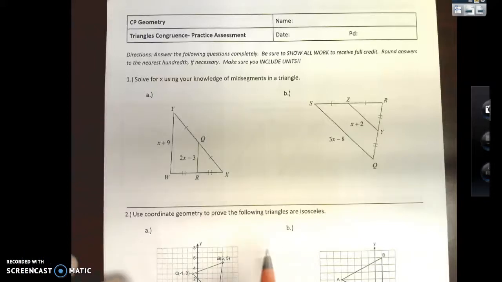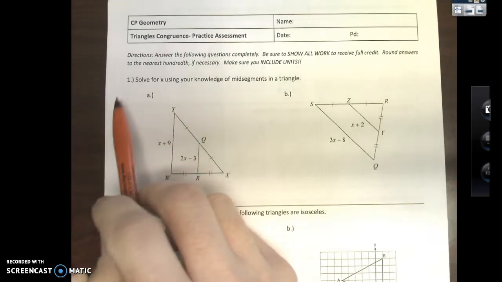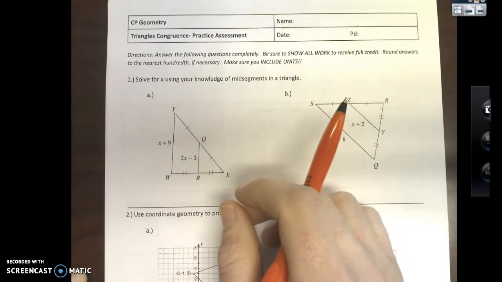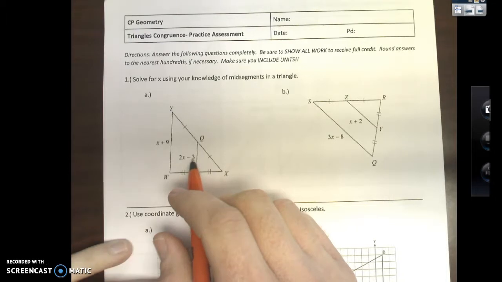So, we're going to take a look at our review for our test, and we'll get things rolling. Okay, so you're going to have one question on this. I have two of them on the review. I just want to give you guys two examples of it. So it says here, solve for x using your knowledge of mid-segments in a triangle.